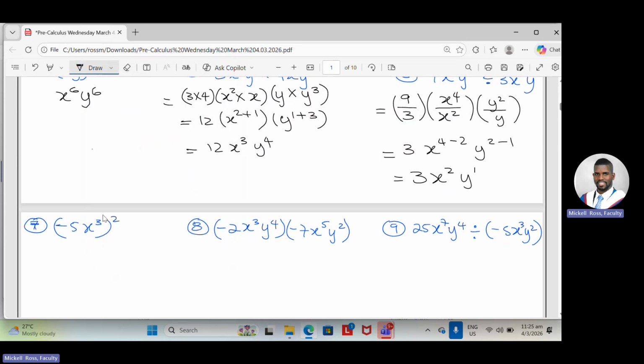All right, let's look at what we have here. Everything in this bracket is being squared. So the negative 5, it has a power, it is being squared. And then the x cubed is also being squared. So negative 5 squared is going to give us positive 25. And we're going to get x to the 3 times 2, because the power on the inside will multiply the power on the outside. So you're going to get 25x to the 6.